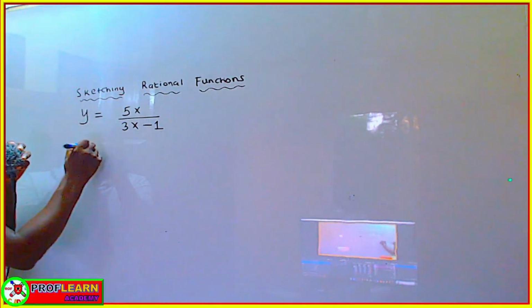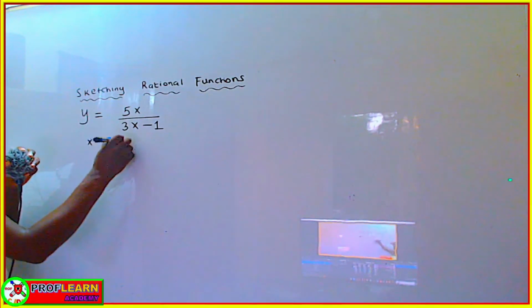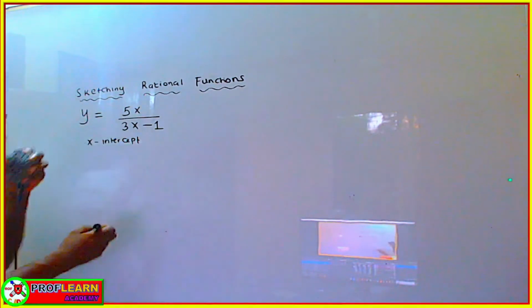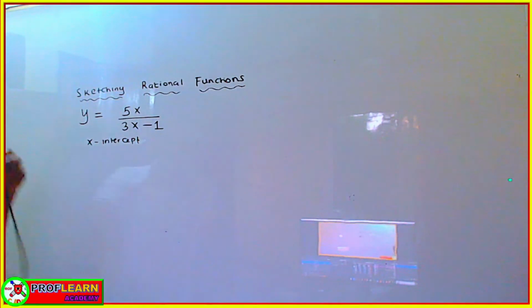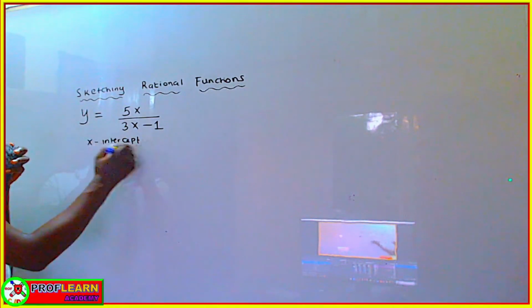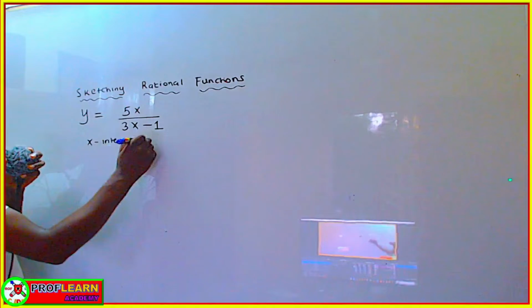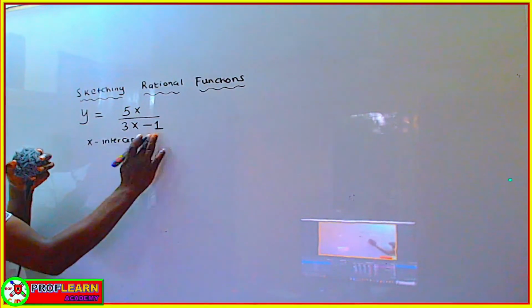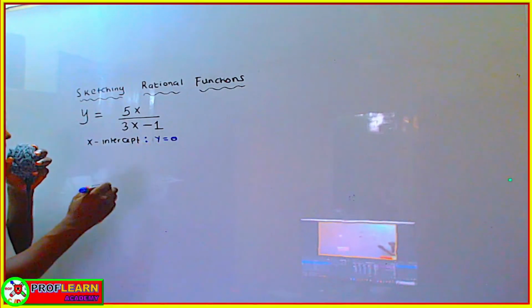So number one, let us look for the x-intercept. Then we shall go ahead and also find the y-intercept. Remember, at the x-intercept, there's something that we know about it: this is where the graph is going to cut the x-axis. So it means at this x-intercept, y is equal to 0. So at the x-intercept, y is 0.